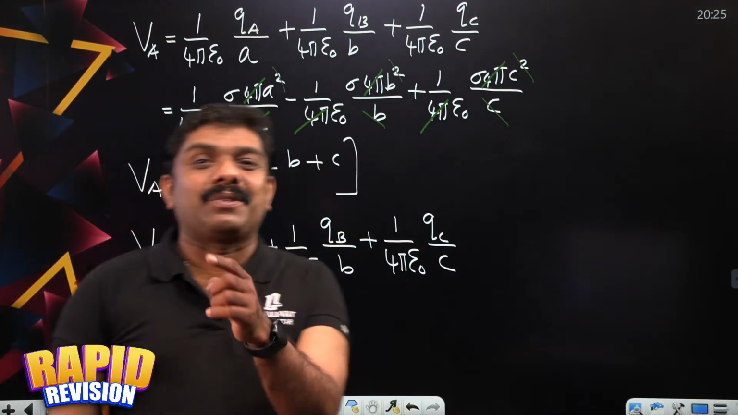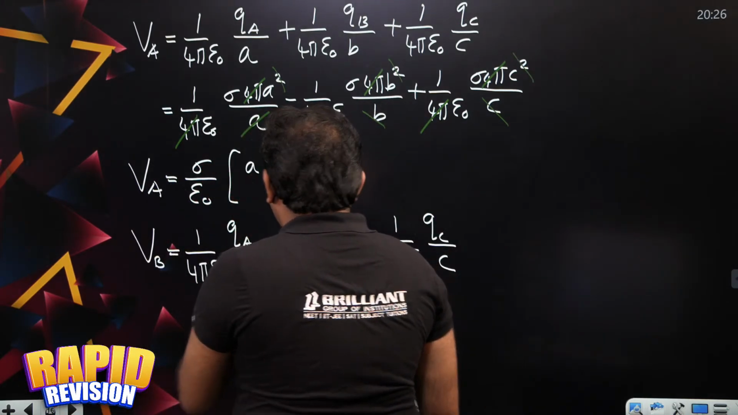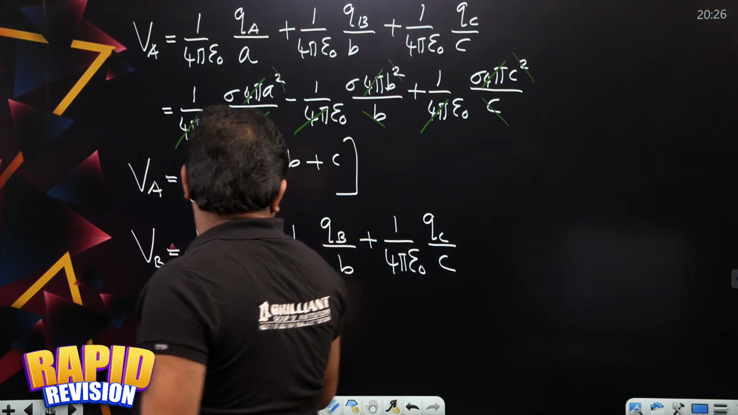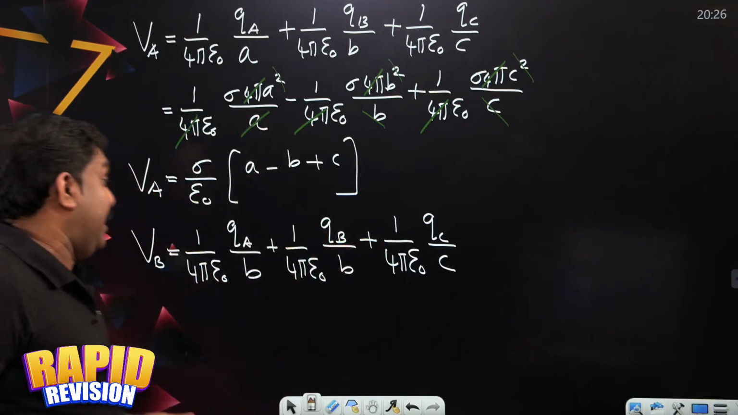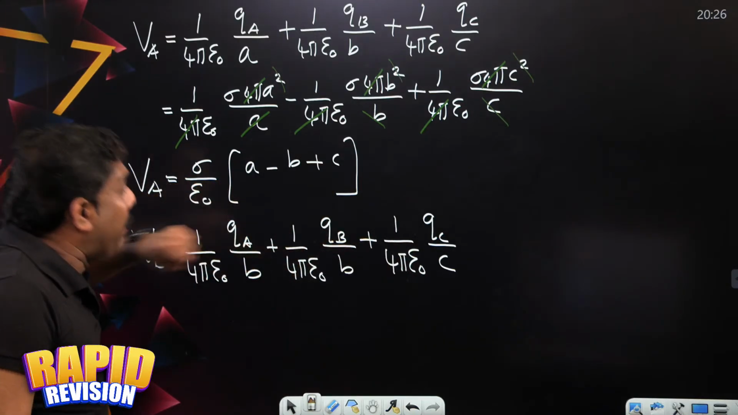You may ask me this question, I know. Sir, why did you write QA by B? Why did you write QB by B? Then why did you write QC by C? What is the reason for QC by C? And why is it QA by B?